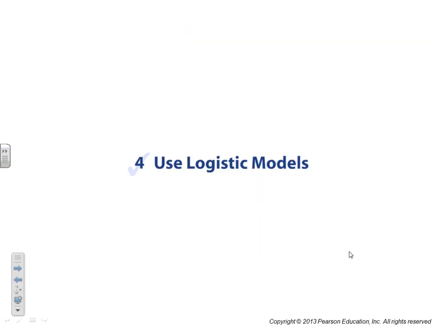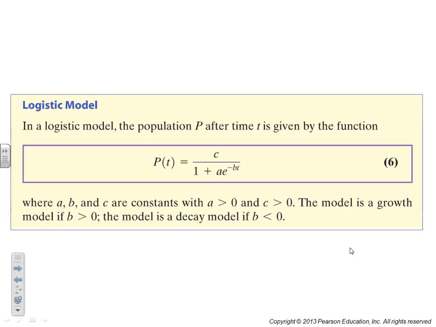All right, logistic models. In a logistic model, the population P after time t is given by the function P of t equals C over 1 plus A e to the negative bt. Highlight this formula or circle it or put a star on it. Where A, B, and C are constants, A is greater than 0, C is greater than 0. The model is growth if B is greater than 0. It's decay if B is less than 0. Logistic model for a population.